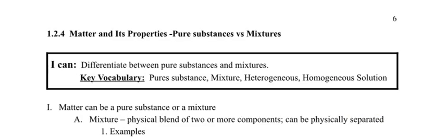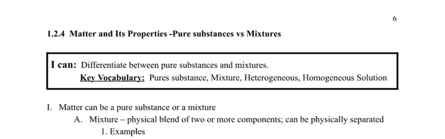All right, so 1.2.4 is matter and its properties, pure substances versus mixtures. So what's our I can statement? We're going to be able to differentiate between pure substances and mixtures. What we did in 1.2.2 was pure substances, either a pure element or a pure compound. This is all about mixtures, all right? So our vocabulary is going to be pure substance, mixture, heterogeneous, and homogeneous. So we have a few new words in there for you, all right?